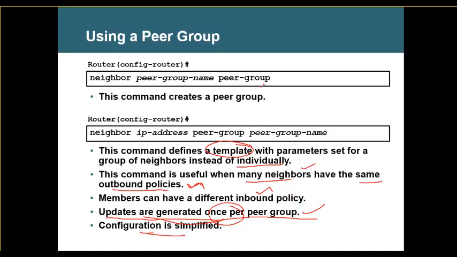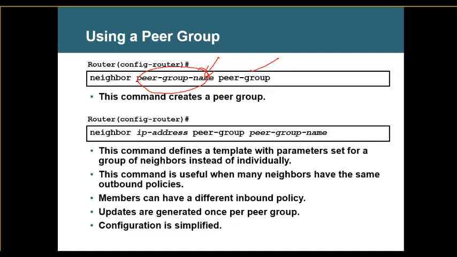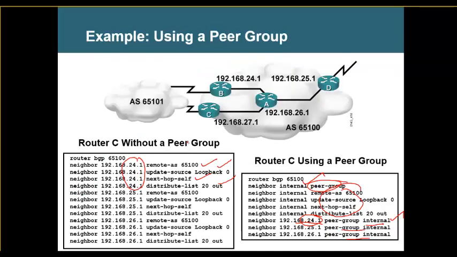Do you understand peer group? This is how we define a name for a peer group. Give any name that you like, which will be called later with the neighbor. After that, call that for each neighbor: neighbor IP address, peer group, and this name. Which I just showed you here.